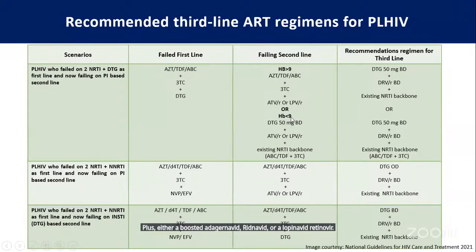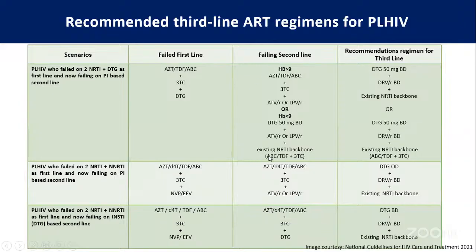Or if the hemoglobin is low, then you get DTG BID because the patient is failing on DTG 50 OD. So DTG 50 BD plus a boosted atazanavir ritonavir or boosted lopinavir ritonavir, plus the existing NRTI backbone, abacavir lamivudine or tenofovir lamivudine.